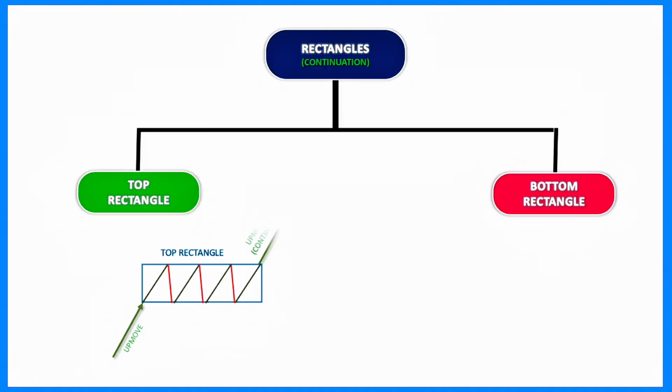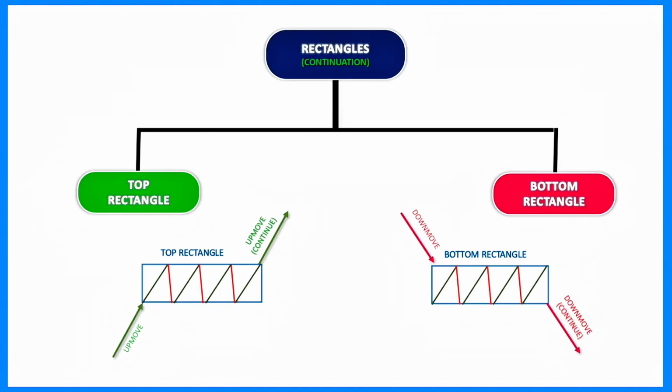Top rectangles. These form during an uptrend. When price breaks out above the rectangle, it often signals the continuation of the uptrend. Bottom rectangles. These form during a downtrend. When price breaks down below the rectangle, it signals the continuation of the downtrend.